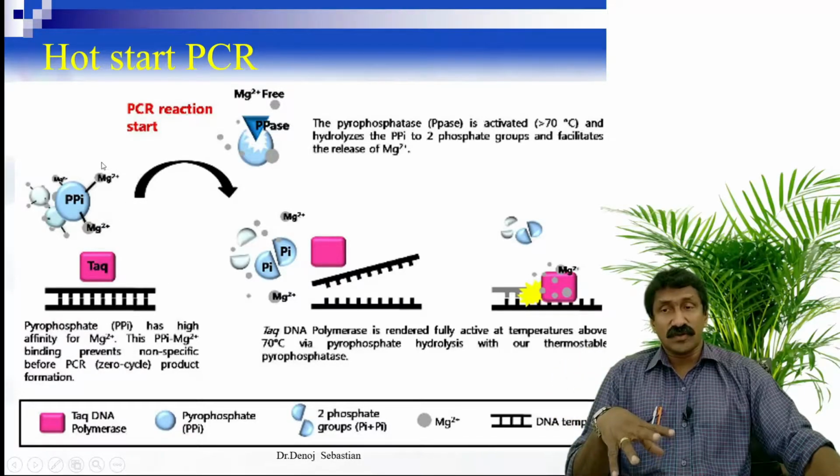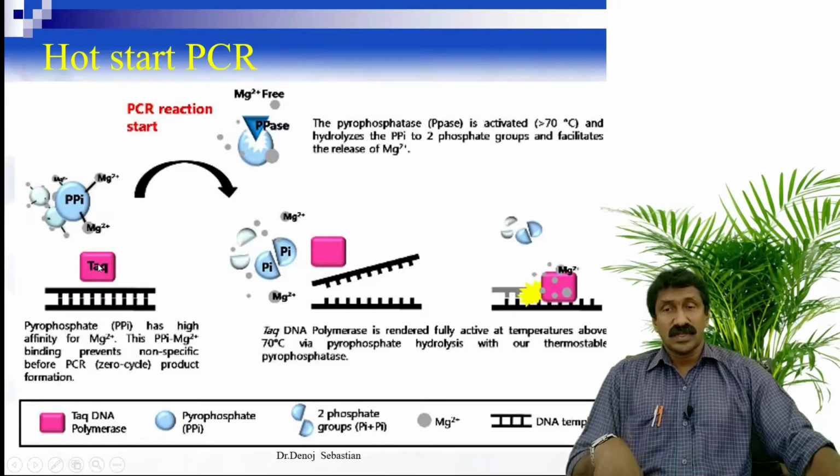So magnesium is not free for the Taq polymerase to use and start with. At ambient temperature or room temperature, the magnesium ions are trapped with the pyrophosphate, so Taq polymerase cannot use them and start the PCR amplification. But when it reaches about 70 degrees Celsius or more, the pyrophosphatase enzyme is activated, and the pyrophosphate will be cleaved by the pyrophosphatase, which will release the magnesium ions.